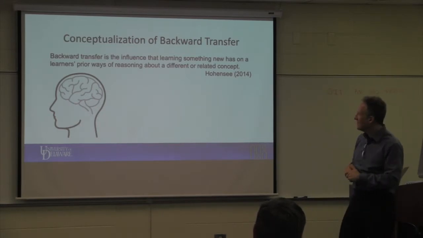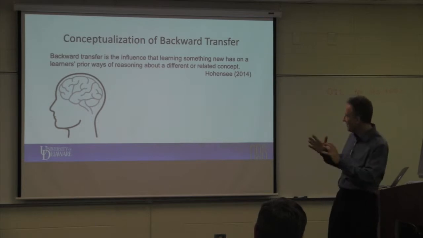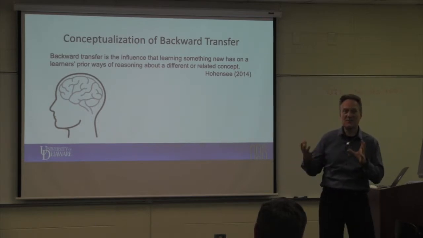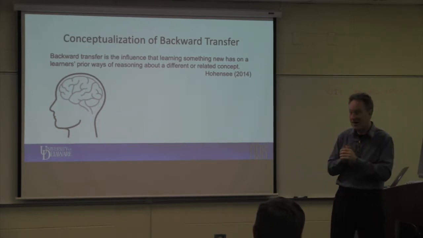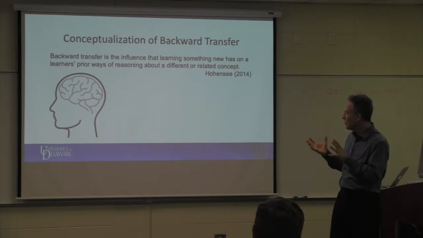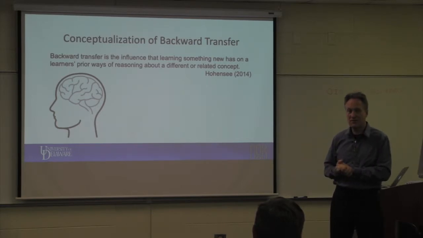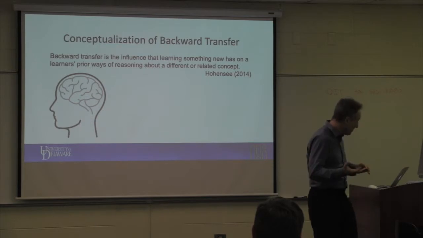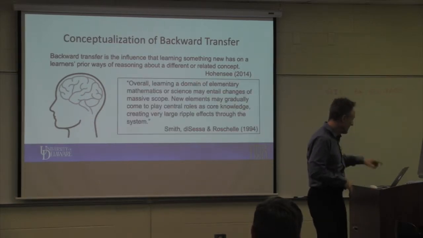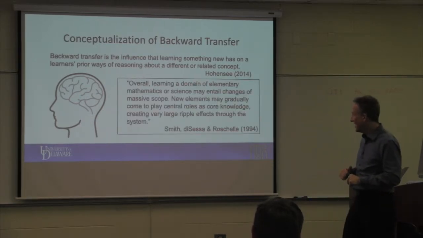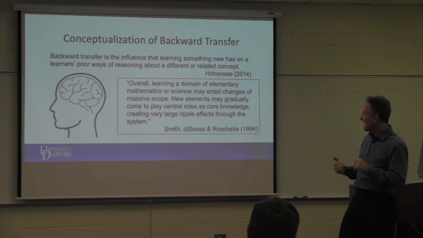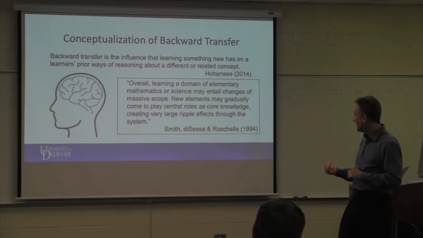Now I want to just share how I'm conceptualizing this. So I've got a picture here of a brain. I mean more like think about the mind. But first I want to read you a quote from a famous article on misconceptions, called Misconceptions Reconceived, Smith, diSessa, and Rochelle. And in that article, they say that overall, learning a domain of elementary mathematics or science may entail changes of massive scope.